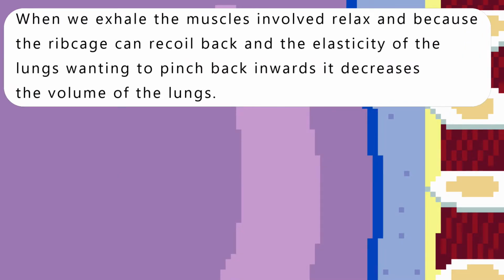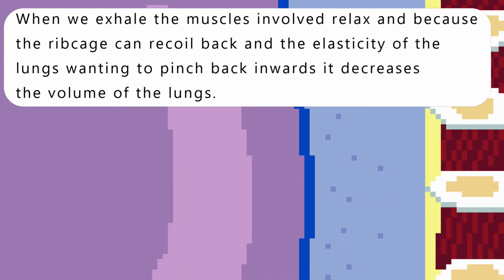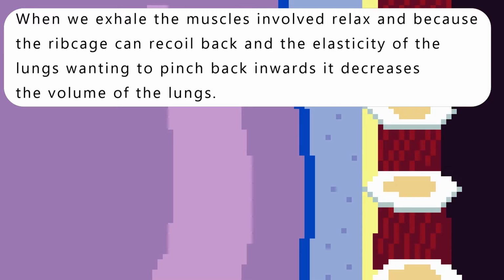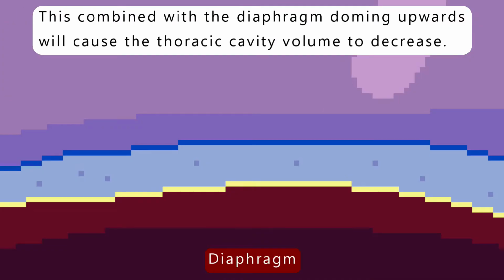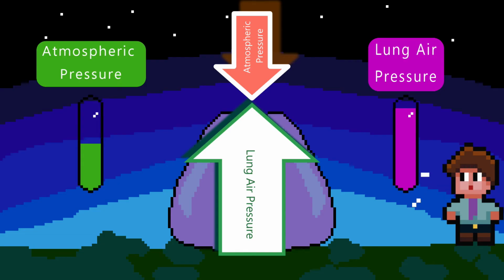When we exhale, the muscles involved relax, and because the rib cage can recoil back and the elasticity of the lungs wanting to pinch back inwards, it decreases the volume of the lungs. This combined with the diaphragm doming upwards will cause the thoracic cavity volume to decrease. This forces air out of the lungs and into the atmosphere because the pressure is higher in the lungs compared to the atmosphere.